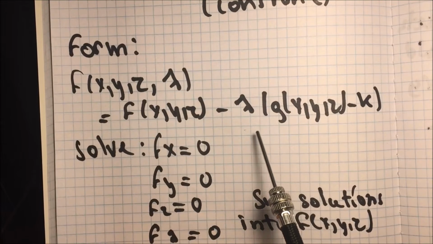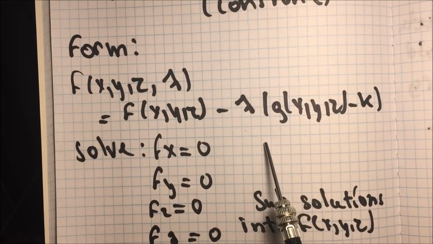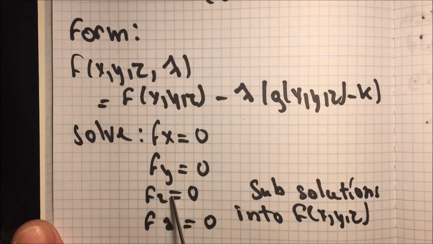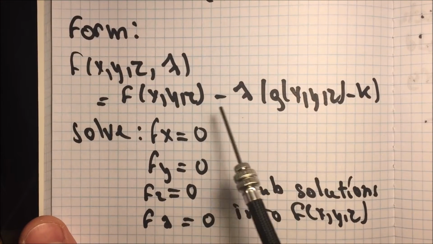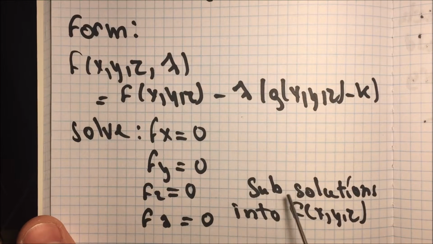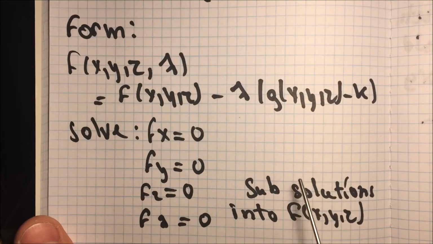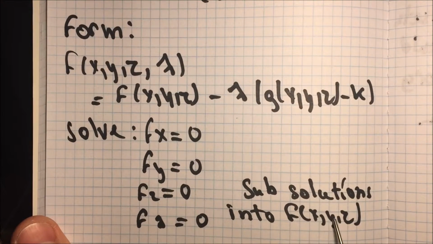We take the partial derivative of that with respect to x, y, z, and lambda. Doing this, we will get a big system of equations we need to solve. We sub the solutions back into f of x, y, and z, and that's how we get the max or minimum of a function.